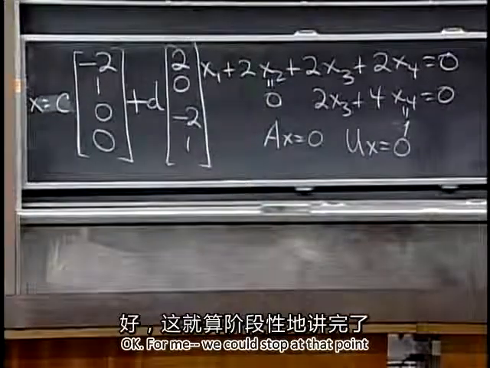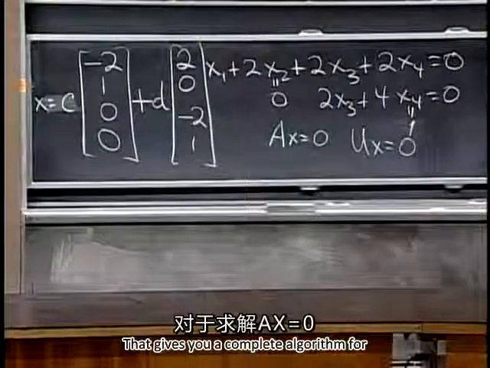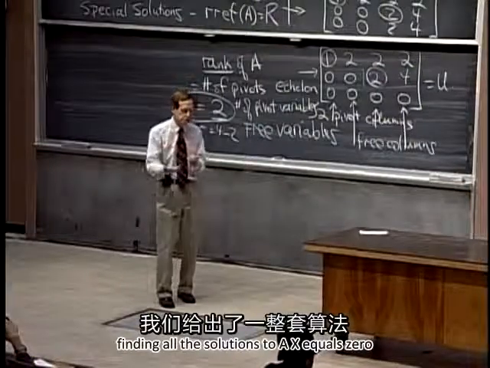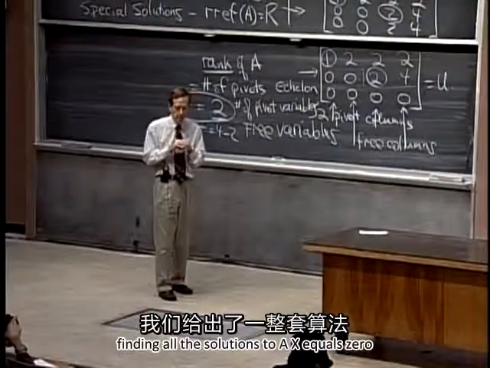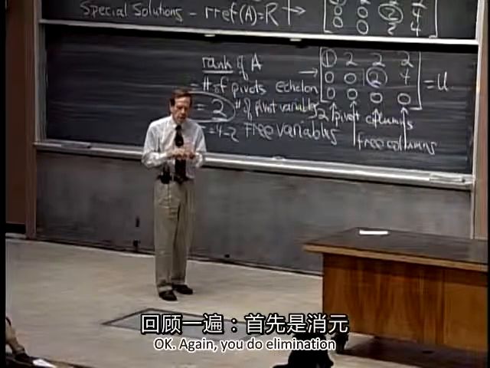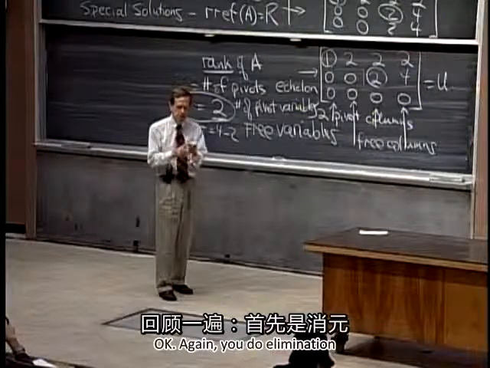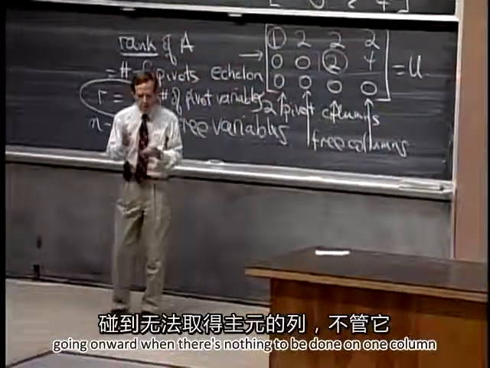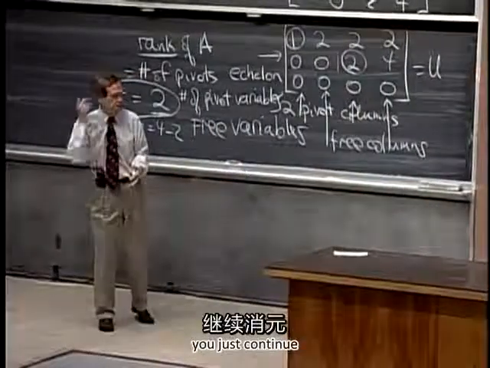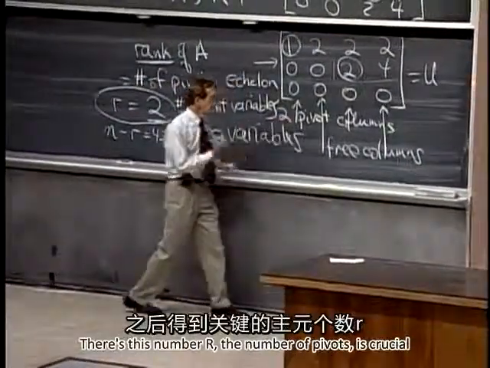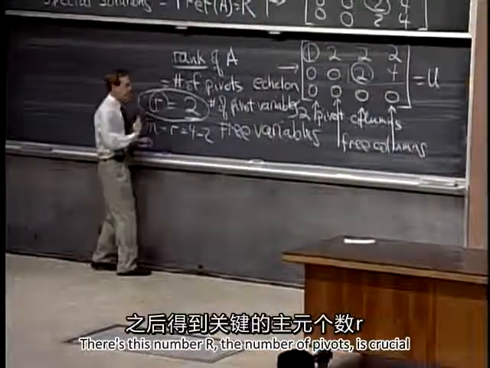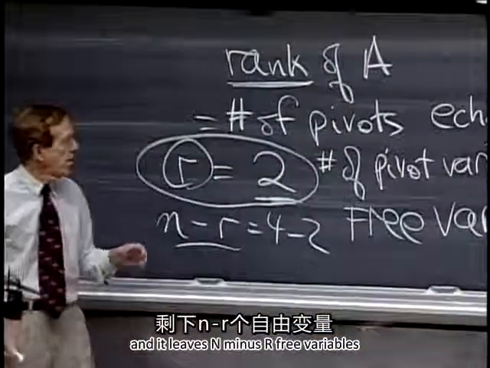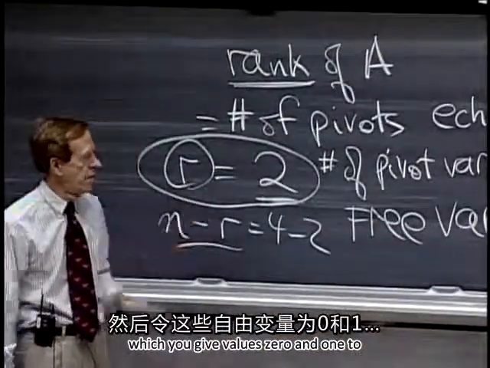For me, we could stop at that point. That gives you a complete algorithm for finding all the solutions to Ax equals 0. Okay. Again, you do elimination. Going onward, when there's nothing to be done on one column, you just continue. That this number R, the number of pivots, is crucial. And it leaves n minus R free variables, which you give values 0 and 1 to.